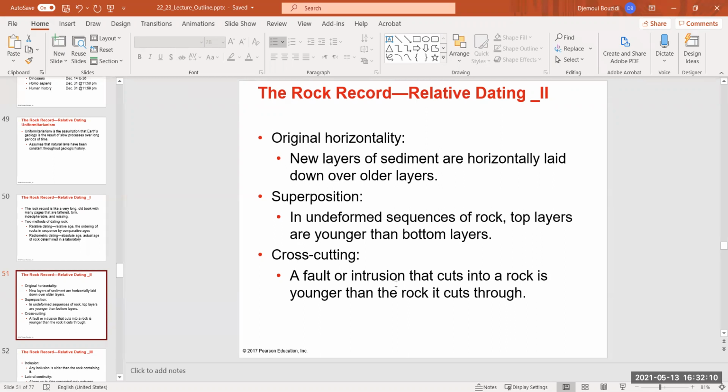And cross-cutting, a fault. If you're looking at different layers in here and you see something cutting through them, for one process or the other, in this case the cross-cut must have happened later in time than the layers. So the top layer is younger, and whatever cuts across them must have happened later, I mean, younger.